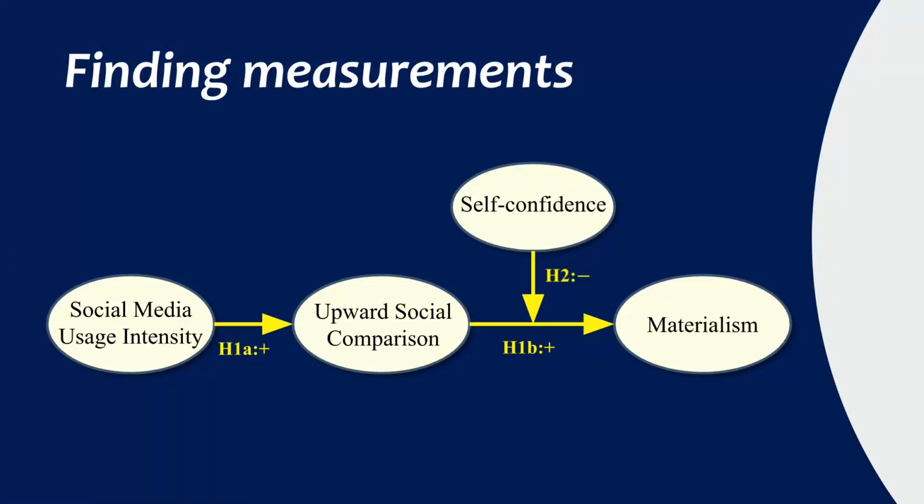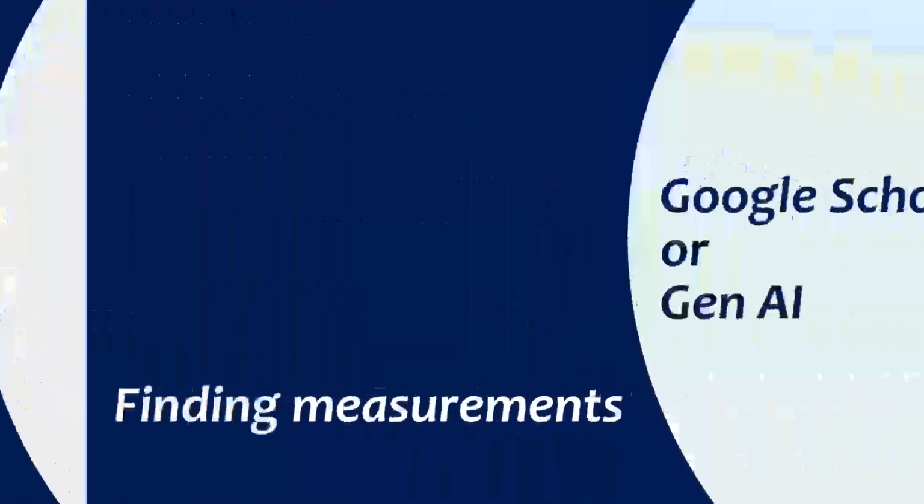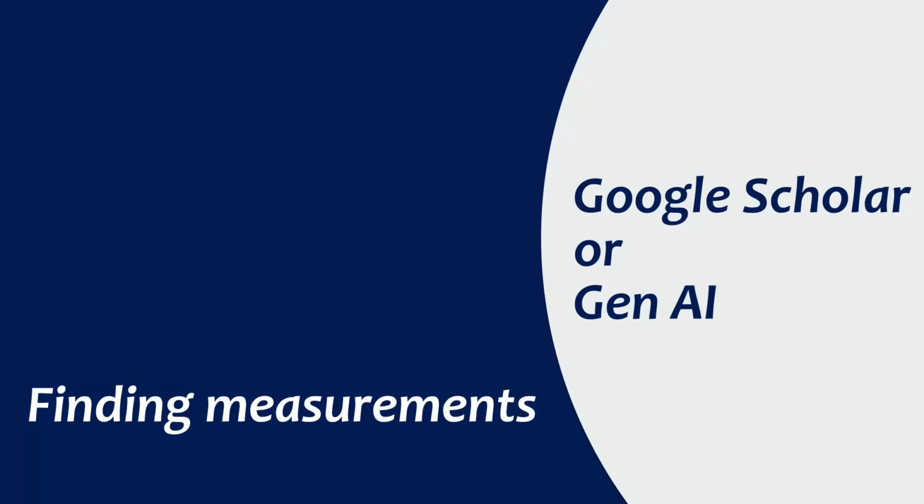So how do you find validated measurement scales? The answer is, you go to the literature for every variable in your research framework. For example, the framework you see on screen: social media usage intensity, upward social comparison, self-confidence, and materialism. You need to locate a corresponding measurement scale that has already been tested and validated by other researchers. Google Scholar and Generative AI are great starting points for this. In Google Scholar, search for your variable name alongside the word scale or measure. Look for highly cited articles. These are typically the instruments the field has converged on. Note the source for every scale you use. You'll need to cite it properly in your dissertation.